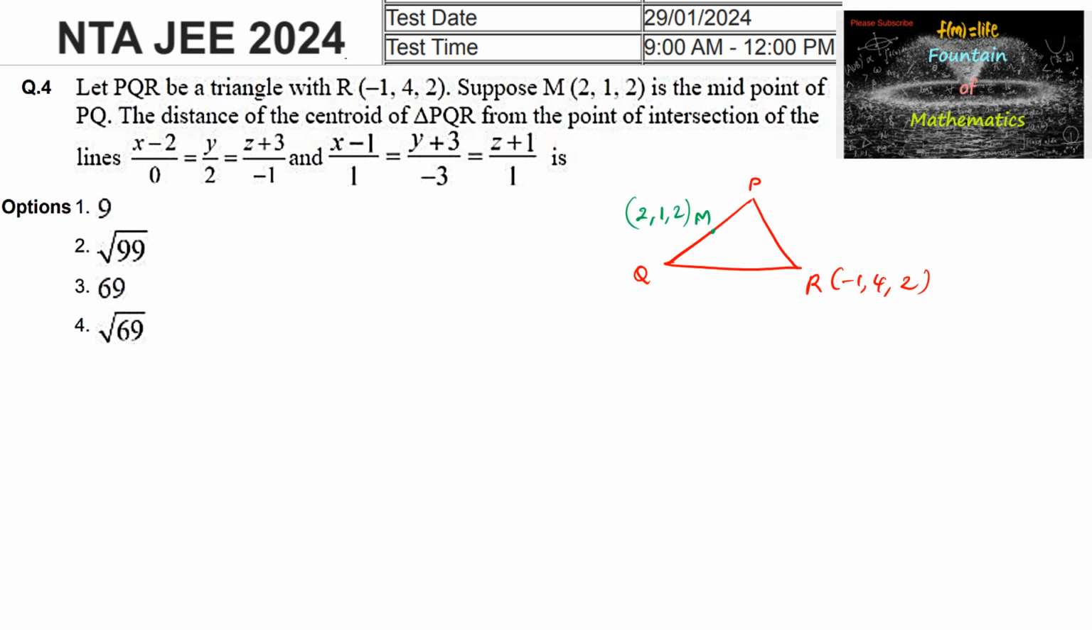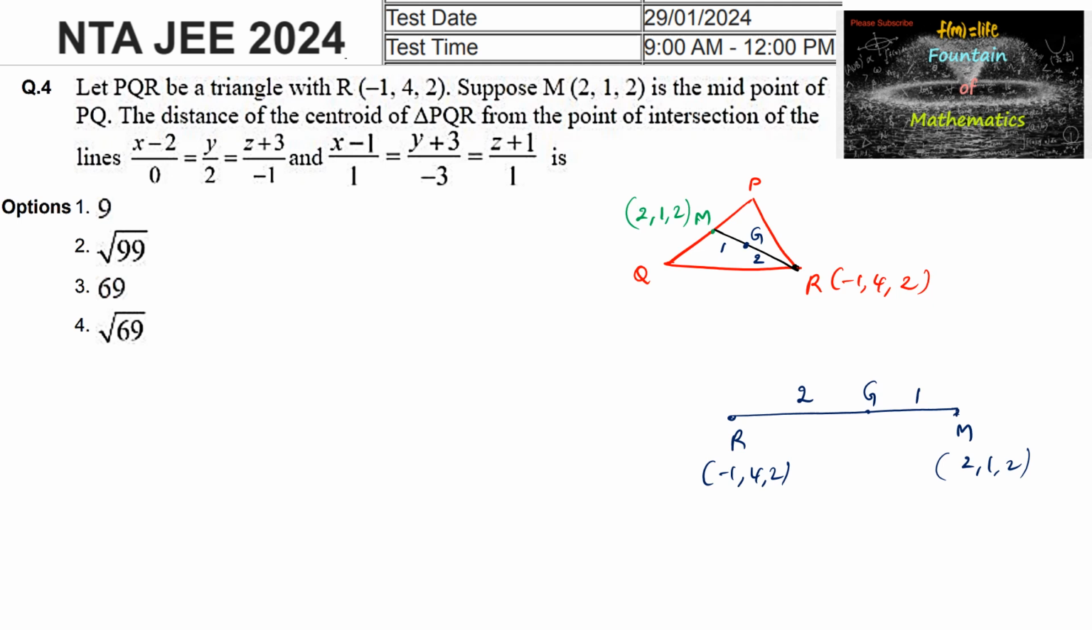So we know that the centroid is the point of concurrence of the medians. The line segment joining a vertex to the midpoint of its opposite side is called the median. Say RM is the median, and the centroid divides the median in the ratio 2:1 from the vertex. So R is the point (-1, 4, 2), M is another point (2, 1, 2), and G is the centroid which divides it 2:1 from R.